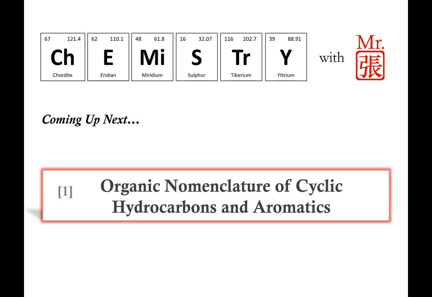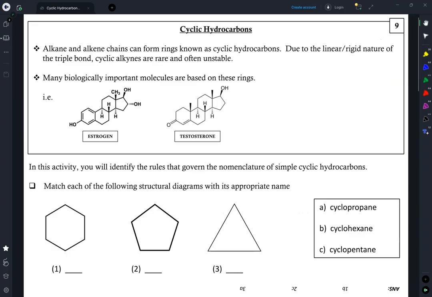In this video tutorial, we will discuss the organic nomenclature of cyclic hydrocarbons and aromatic compounds. Up until this point, we've been focused on simple straight-chain hydrocarbons. However, these alkane and alkene chains can form ring structures known as cyclic hydrocarbons. That being said, due to the linear or rigid nature of the triple bond, cyclic alkynes are often rare and very unstable. Now, many biologically important molecules are based off these ring structures, such as estrogen and testosterone. So it is important that we know how to name these ring structures.